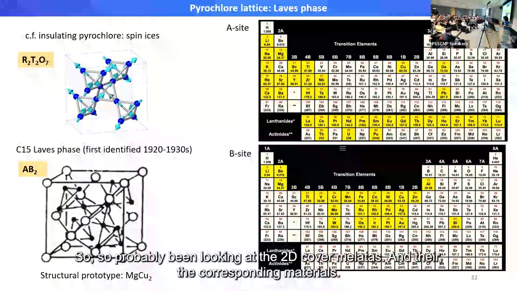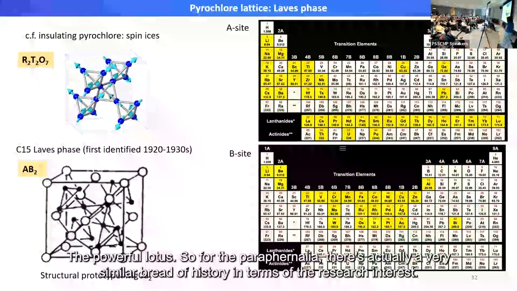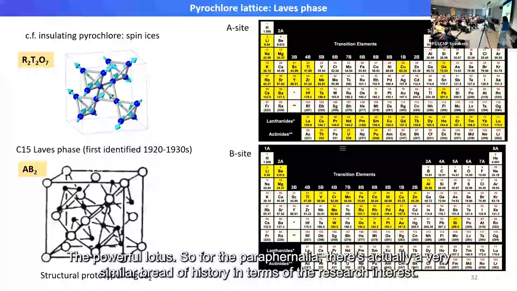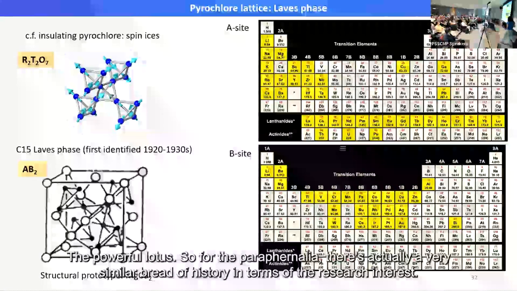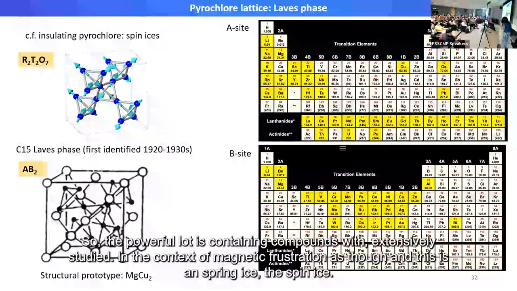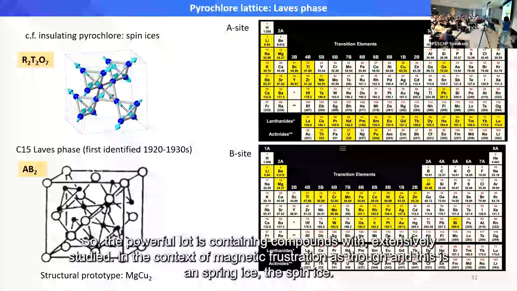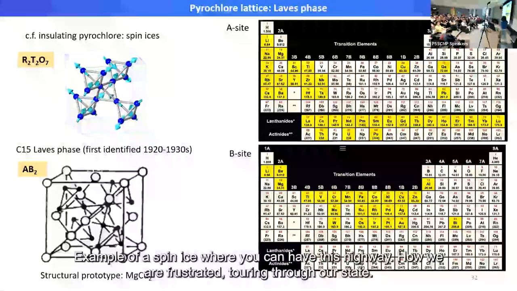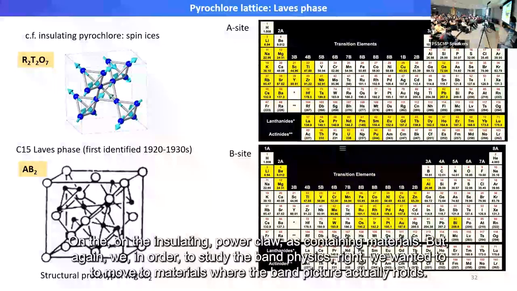So far we've been looking at the 2D Kagome lattices and the corresponding materials, and now let's switch gears to its three-dimensional cousin, the pyrochlore lattice. For the pyrochlore lattice, there's actually a very similar thread of history in terms of the research interest. The pyrochlore lattice containing compounds was extensively studied in the context of magnetic frustration as well, and this is an example of spin ice, where you can have this highly frustrated two-in-two-out state on the insulating pyrochlore lattice containing materials.